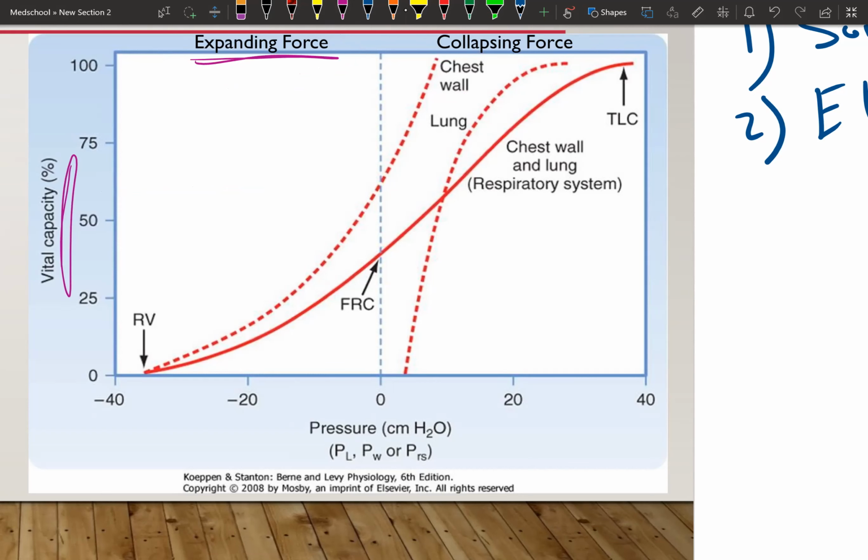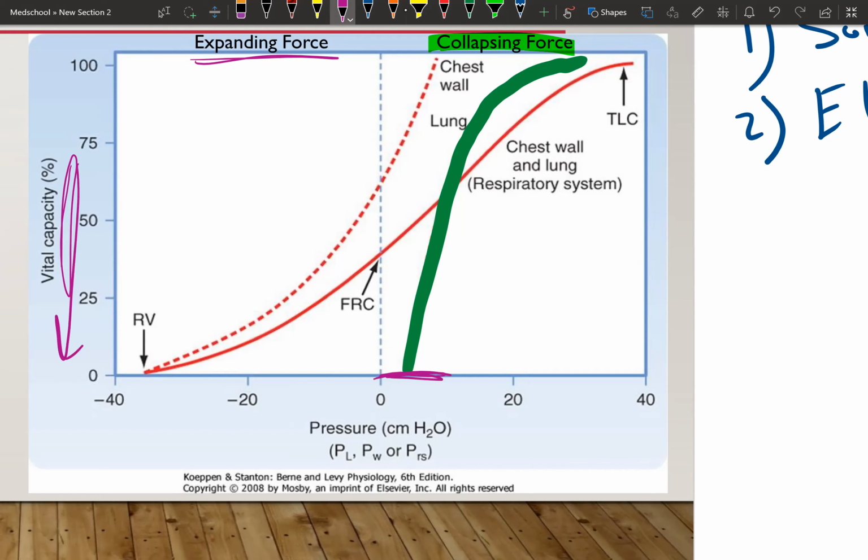Okay. Now look at the lung right here. I'm going to draw it in green. The lung is this green line right here. Now the lung always has a collapsing force, right? It's always on the collapsing side because it never fully collapses. Does that make sense? Under normal circumstances, even when you go from a maximal inhale to a maximal exhale, there will still be a collapsing force on the lung, right? So you do a maximal exhale and you try to get all of your vital capacity out. You do a maximal exhale.